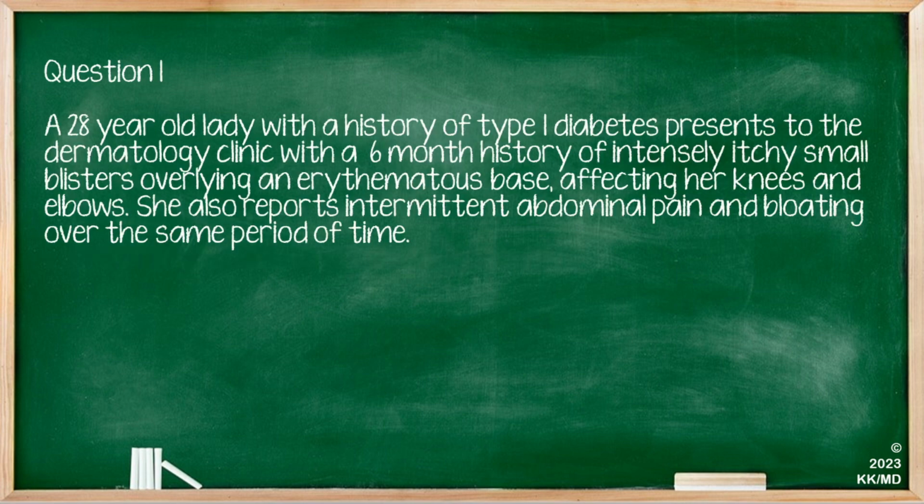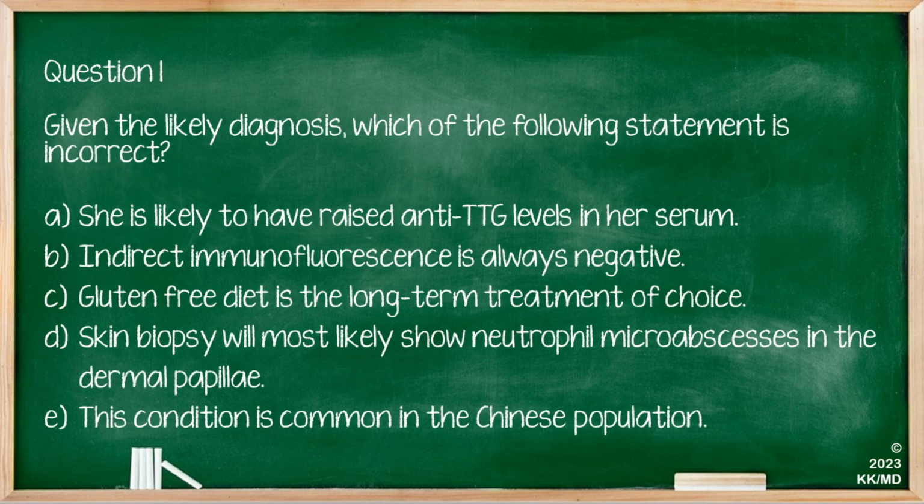Okay, let's do some questions. A 28-year-old lady with a history of type 1 diabetes presents to the dermatology clinic with a 6-month history of intensely itchy small blisters over an erythematous base affecting her knees and elbows. She also reports intermittent abdominal pain and bloating over the same period of time. Given the likely diagnosis, which of the following statements is incorrect?